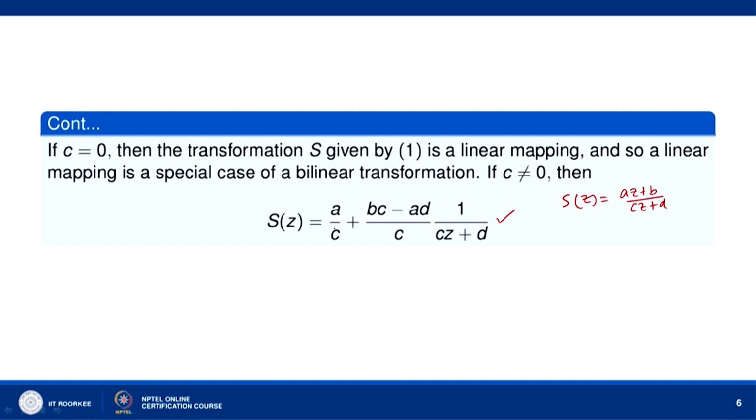This can also be seen otherwise. We have S(z) equal to (az plus b) over (cz plus d). If you find S prime of z, it will be the derivative of the numerator, that is a, multiplied by (cz plus d), minus the derivative of the denominator, that is c, multiplied by (az plus b), over (cz plus d) whole square.